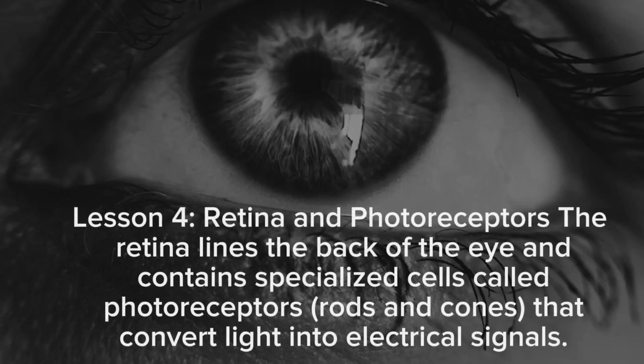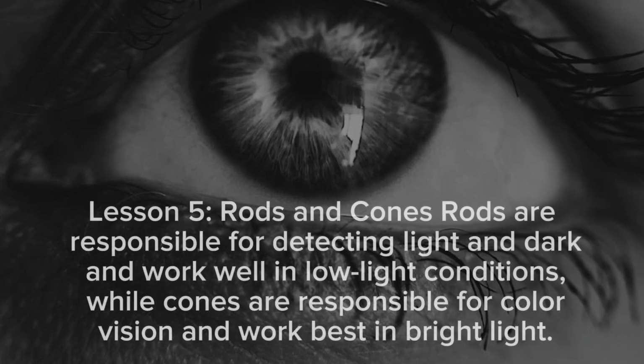Lesson 4. Retina and photoreceptors. The retina lines the back of the eye and contains specialized cells called photoreceptors, rods and cones, that convert light into electrical signals.